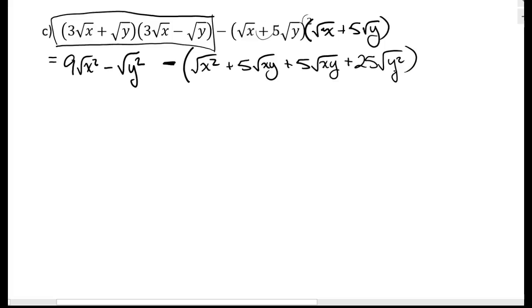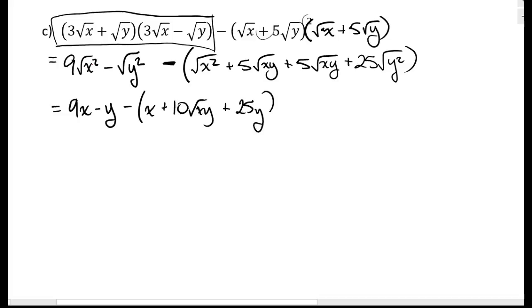So you can do a couple things at this point. You can either choose to distribute this negative indirectly, or you can simplify this back set to start with. I'm going to simplify because I like it when things are simple. I'm even going to simplify these first two terms. So the square root of x squared is x. Well, I'm actually dealing with 9x minus y. And then I'm subtracting x plus 10 root xy plus 25y.